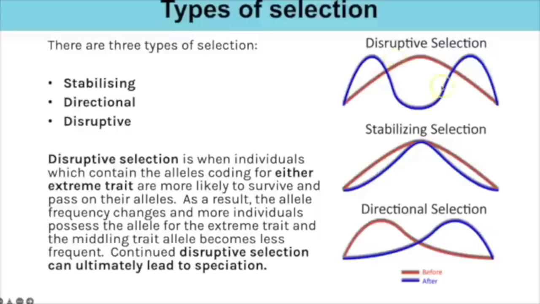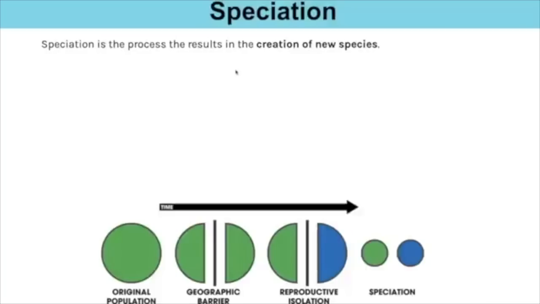And disruptive selection, which we can see up here, is when individuals which contain the alleles coding for the extreme traits are more likely to survive and pass on their alleles. So as a result, the allele frequency changes over many generations, and more individuals end up having those two extreme traits. And the middling trait is lost, because having that trait is not an advantage to survival, so it won't be passed on to the next generations. Now, that disruptive selection ultimately can result in speciation, which is the creation of a new species.